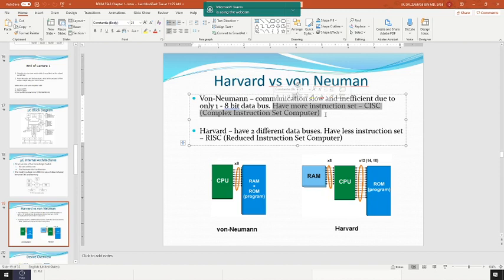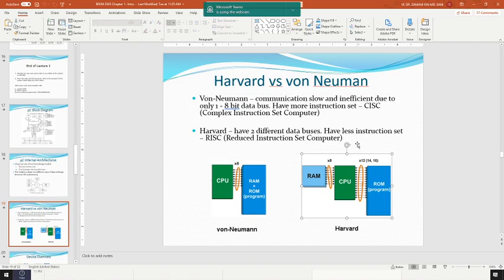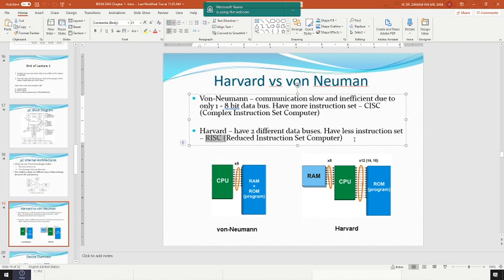Compared to the Harvard architecture over here, you can see that the RAM and the ROM for the memory are not put together and do not share the same bus like this. So you have separate ones. Harvard has two different buses, the data bus and the instruction bus, and has a reduced instruction set, which is RISC, reduced instruction set computer. This is the command. Based on this, you can see it's very simple.